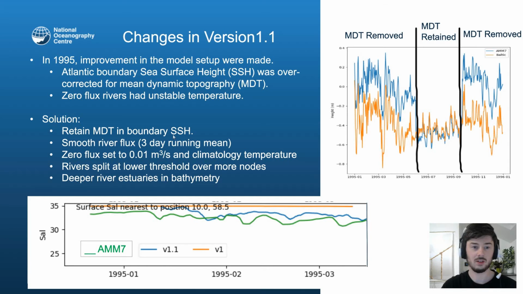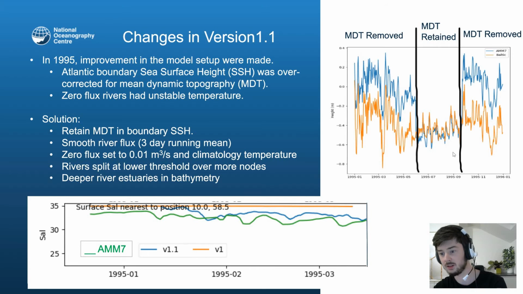The changes that we've decided to make to the model in version 1.1. So this was in 1993 and 1994. We decided that there were a few things that could be improved slightly. So from December 1994 onwards, we've made changes to the Atlantic boundary sea surface height, and this was a correction to the mean dynamic topography, which we'd overcorrected before.